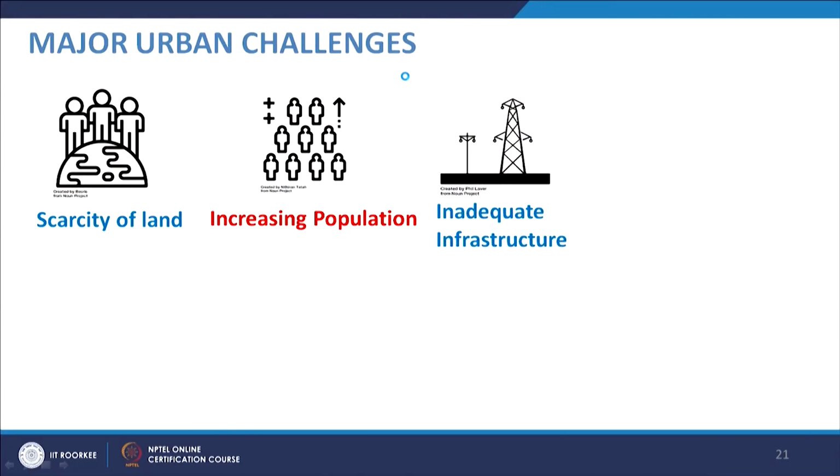Third is the inadequate infrastructure. The moment land is scarce and population is more, definitely there will be a shortage of infrastructure like roads, power supply, water supply, and sewerage and sanitation facilities. So, how we can make adequate infrastructure with the increasing population is another challenge. And infrastructure is always a finance involving activity. It needs capital investment, a large amount of money, that is why it is a large challenge.